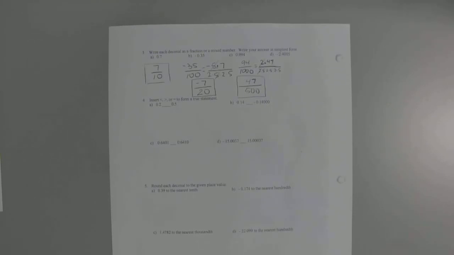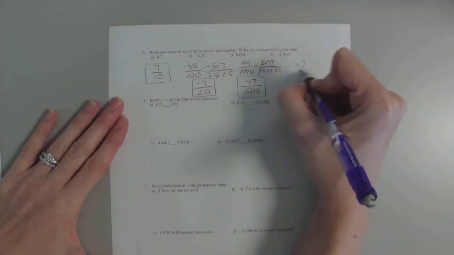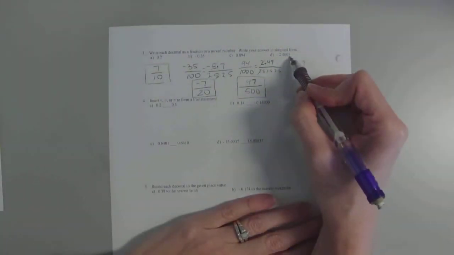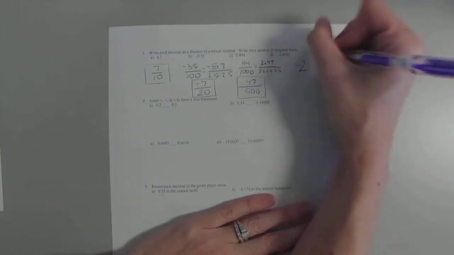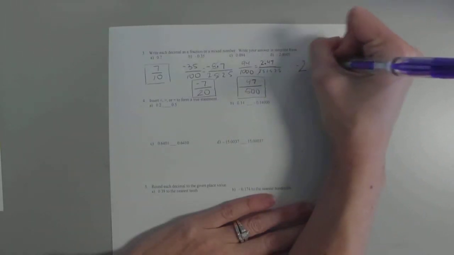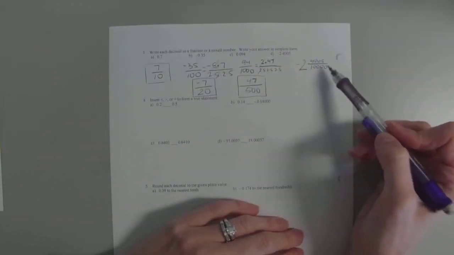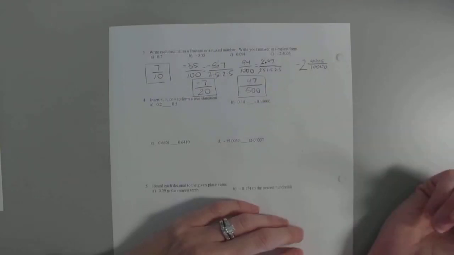D, how do we do D? It's a mixed number, okay? That 2 in front of the decimal will just stay a big 2, and we'll focus on the fraction, okay? So this is negative 2 and something. What is 4,005? Where is this? This is in the 10,000 spot. So this is 4,005 over 10,000.